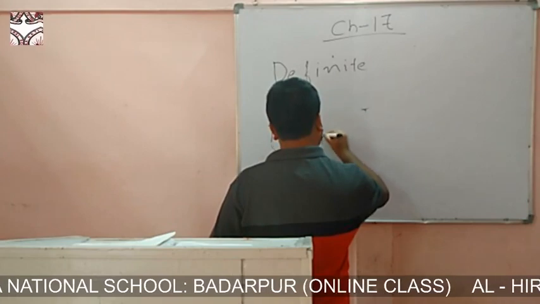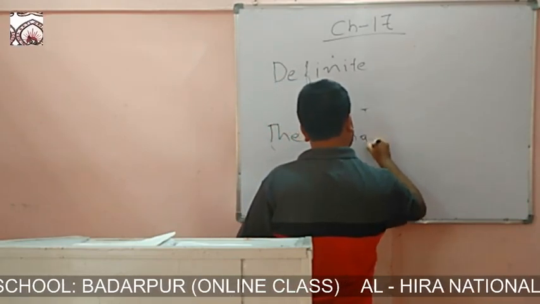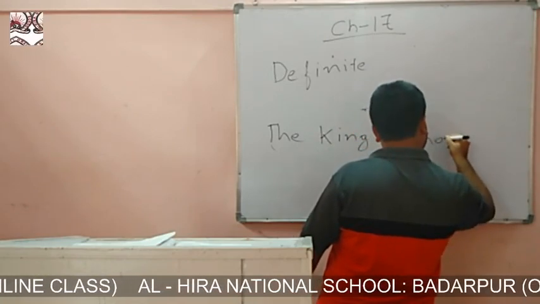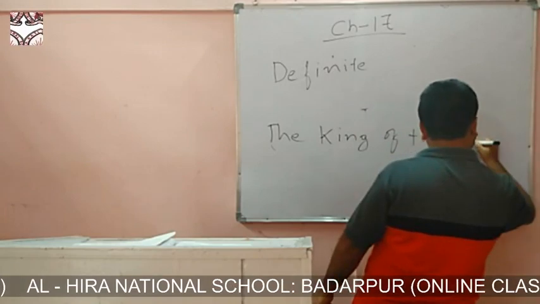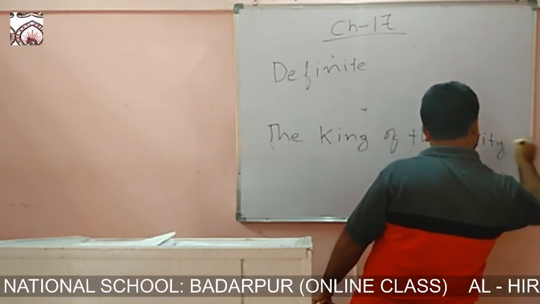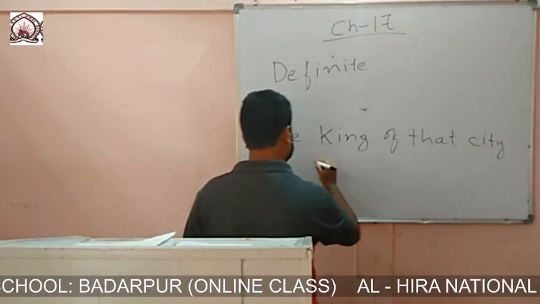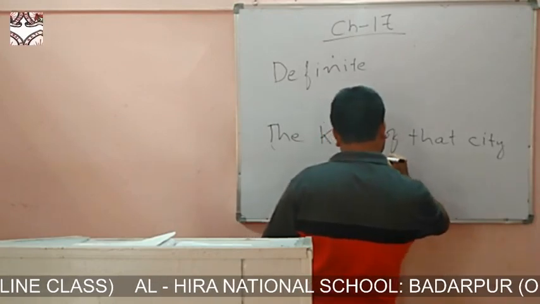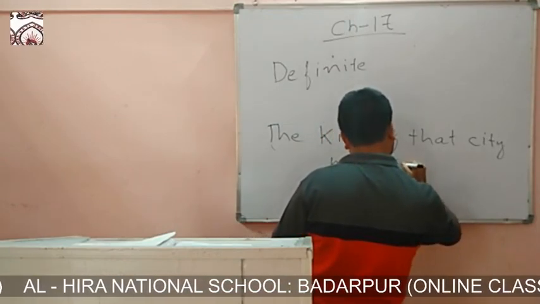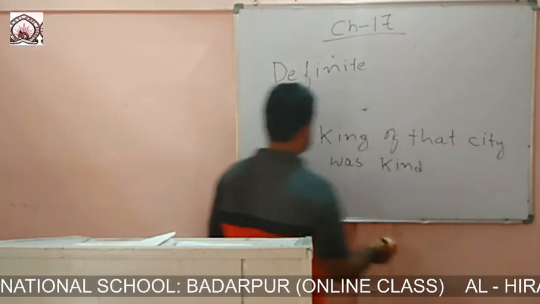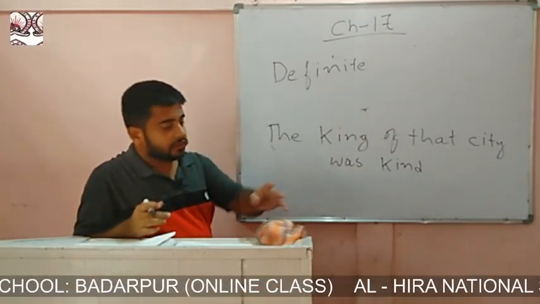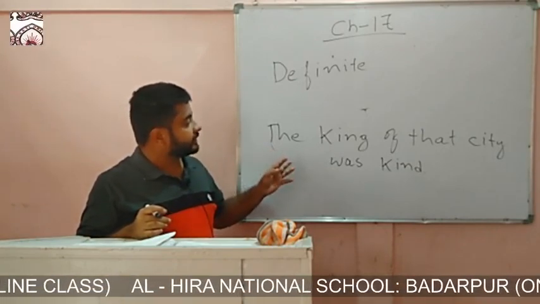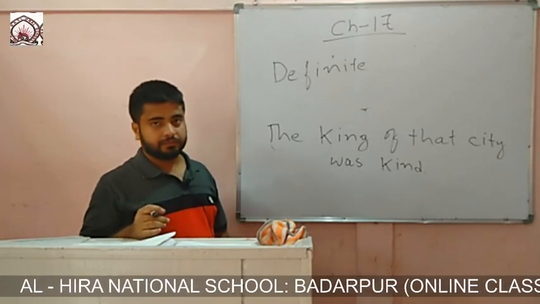The king of that city was kind. So this is the example of definite article. The king of that city was kind.